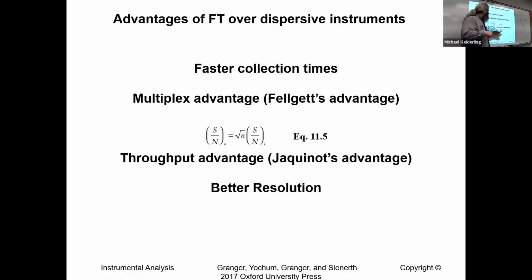And then you have a throughput advantage because all the light goes through. You're not cutting off a single wavelength. You're running all the light through your sample and then through this interference thing. And so you generally get better resolution. The disadvantage is you need a computer to do the math. And you need to be able to collect data fast enough to get time domain data.